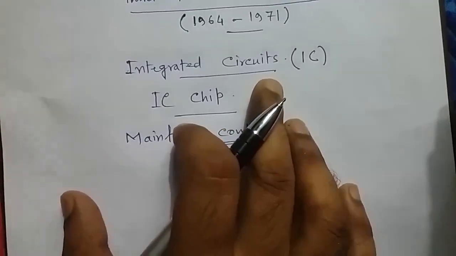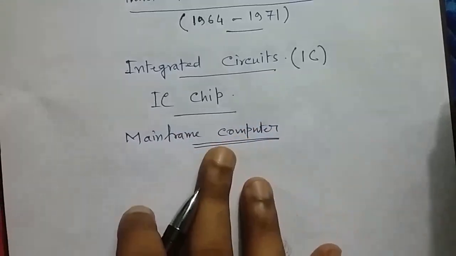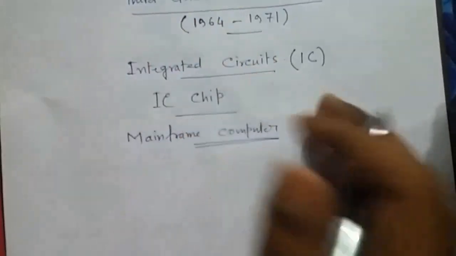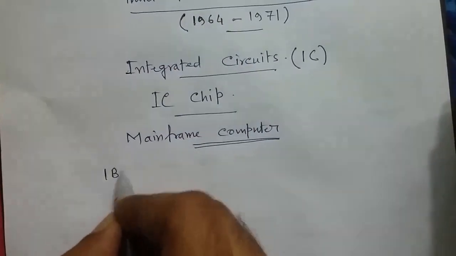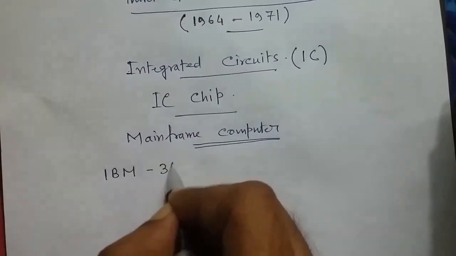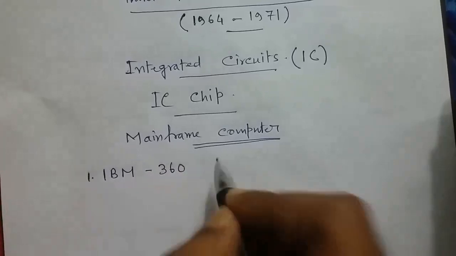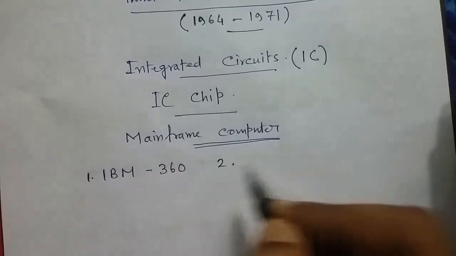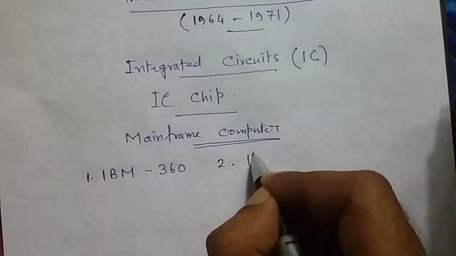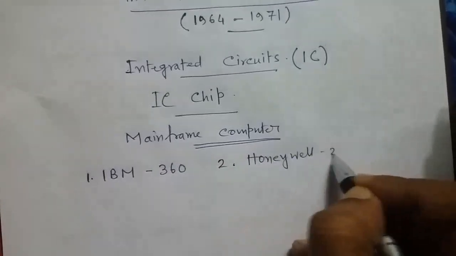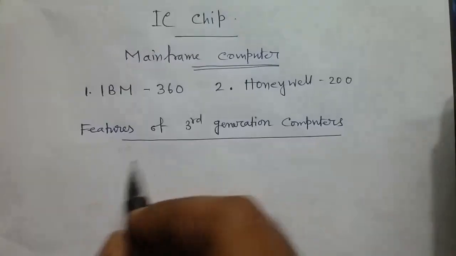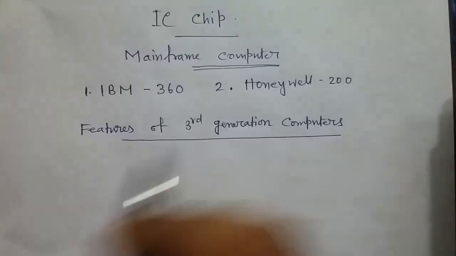Now, some examples of third generation computers. Number 1, IBM 360, and another one is Honeywell 200.